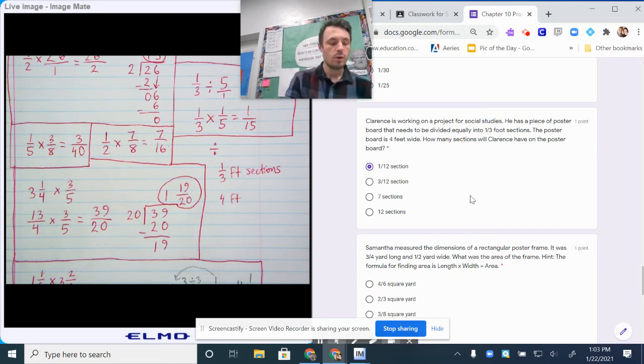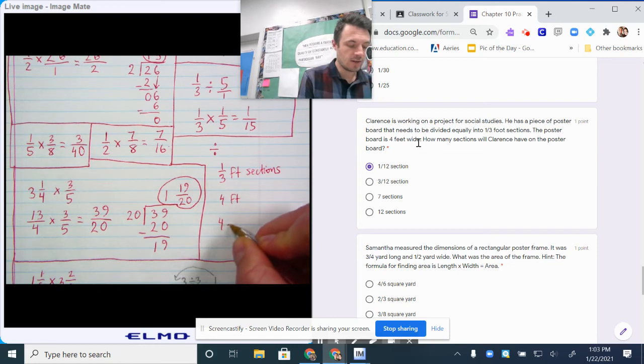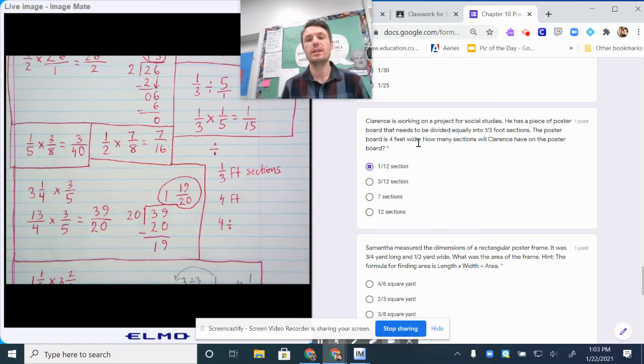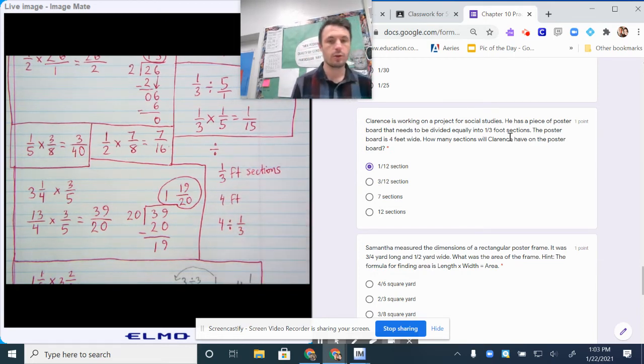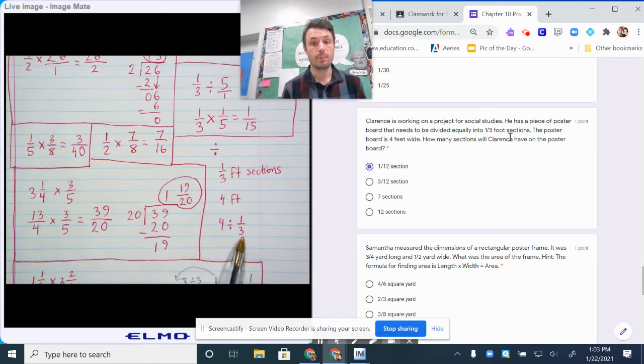Now, with a problem like this, we want to think, what's being divided? The poster board is being divided into sections. And the poster board is 4 feet wide. So 4 is being divided by something. So how big is each piece? Each piece is 1/3 foot long. So 4 is being divided by 1/3. So this is the expression that represents the problem. The 4-foot poster board divided into 1/3 foot sections.